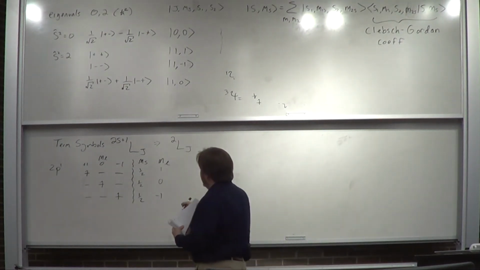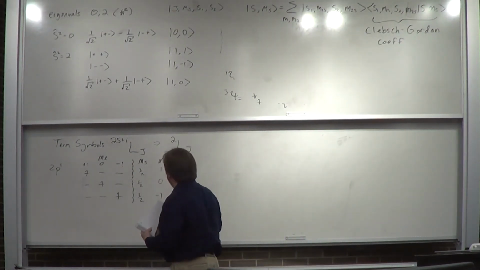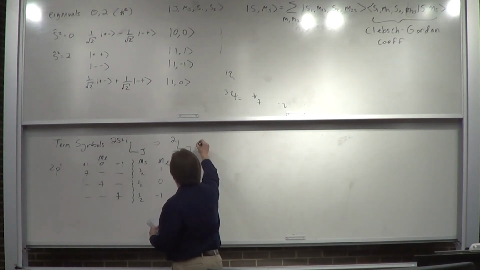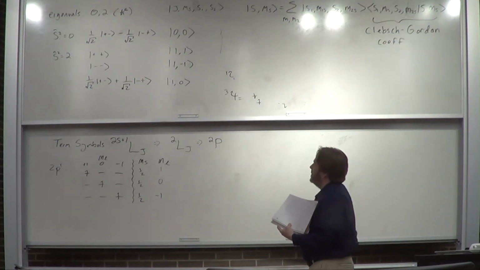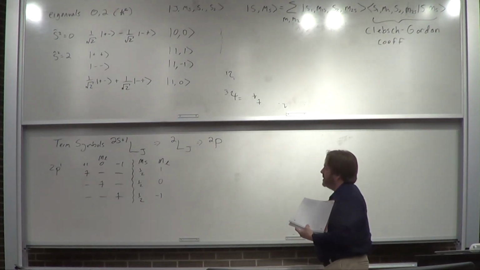Now in this case, it's a P. It has to be a P. So what I have to have, therefore, is, again, I've already worked out S. L has to be P. Now the next thing to do is figure out how many states there are.